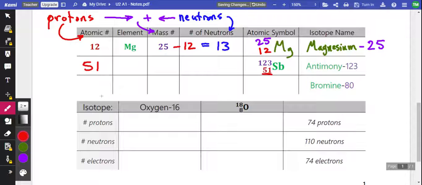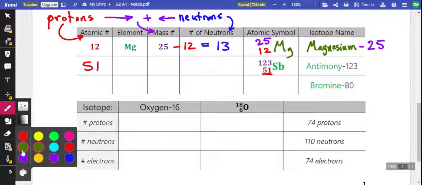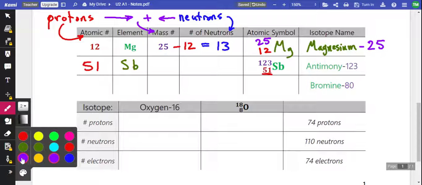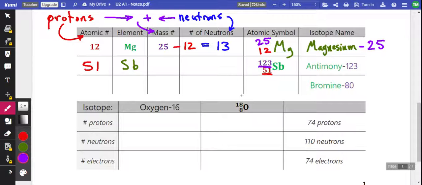Okay, but the atomic symbol puts a lot of information right there for us. Our element again is Sb. Our mass number is up in the top left. In this case, it's 123.